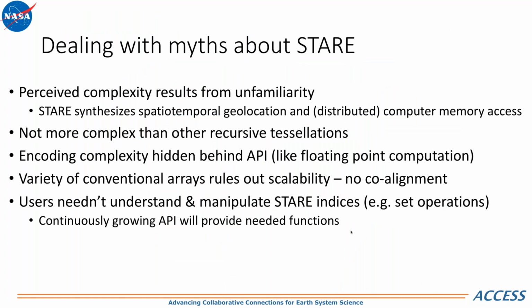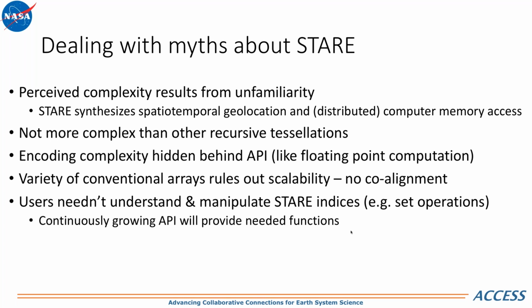So it's come to my attention that some folks may have some misconceptions about STAIR, and I touched on these a little bit earlier. There's a perceived complexity, but I think most of that comes from its unfamiliarity as a new system. What we're trying to do is synthesize geolocation and computer access. That's the fundamental part of that co-location. It's not really more complex, and in some ways it's simpler than other recursive tessellations, partially because we give up having equal areas.